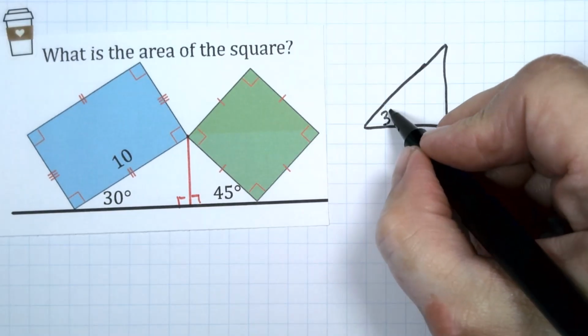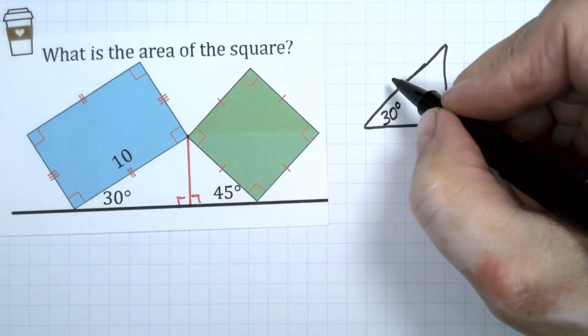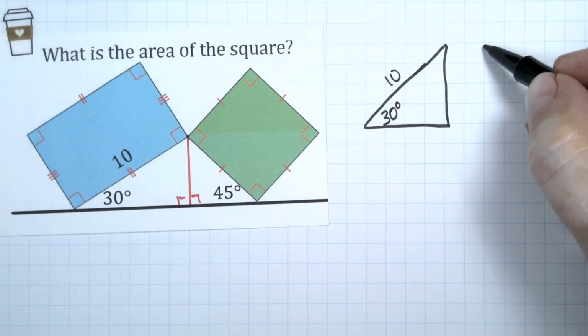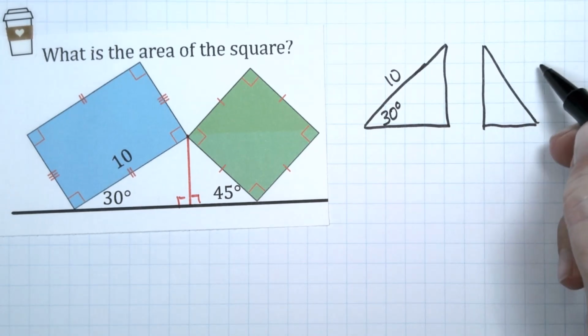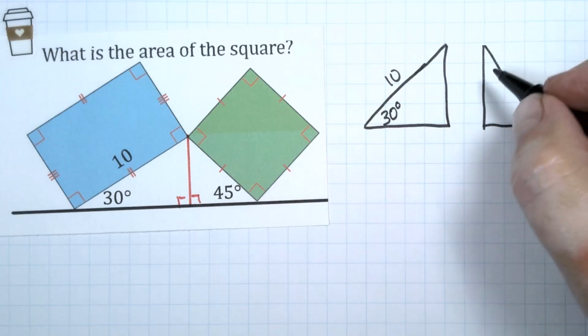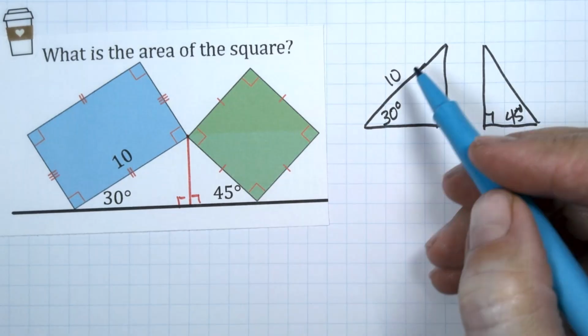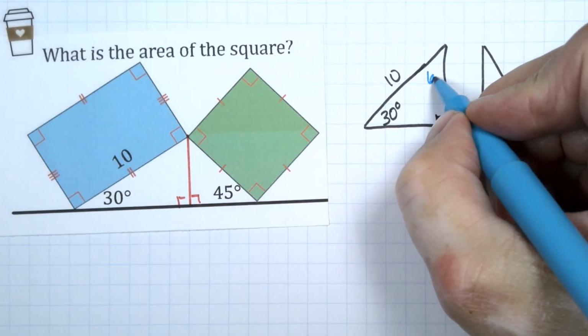This is the 30-degree angle. This is not drawn to scale. Here is the 10. They actually share this side right here. This is the side of the square right here. Here's my 45. The 30, 60, 90. This is a 60 up here.